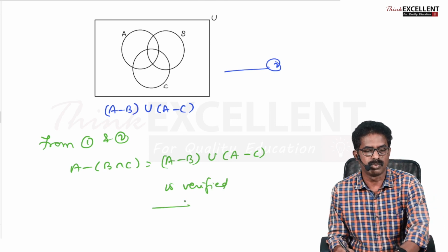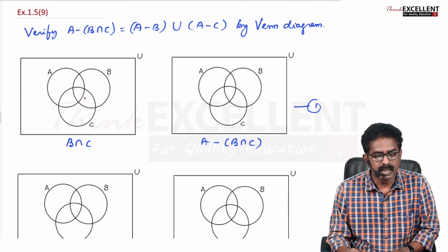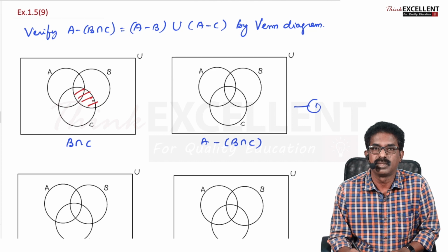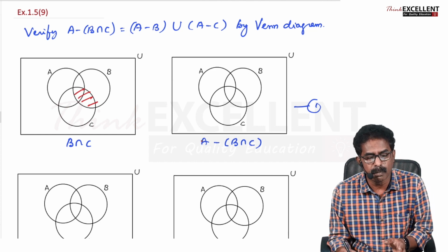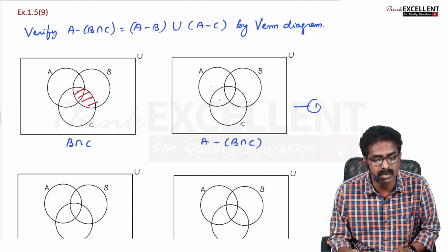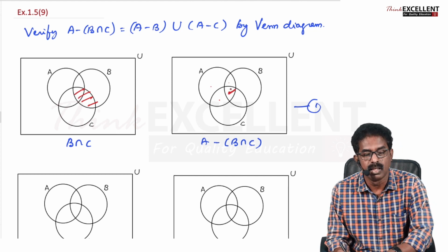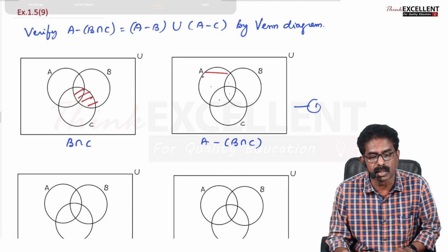Okay, now we shade the portions. First one, B intersection C. You know the portion B intersection C, common for B and C, right? Now the next one is in A, but not in B intersection C. In A means 1, 2, 3, 4. That is A. In A, but not in what we shaded. So this portion should not come, right? All other A portion you can shade.